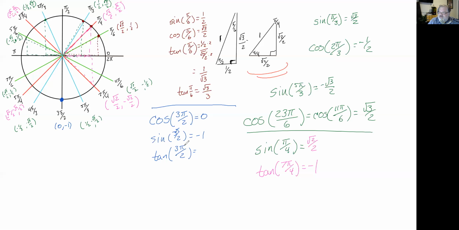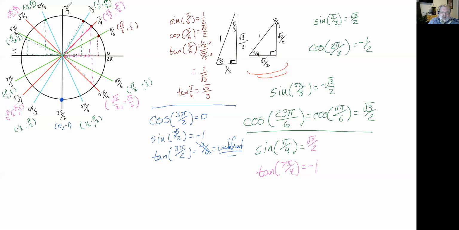Can't divide by 0 for some reason? Felix, you and I have had the divide by 0 conversation. I know you didn't like it, but wait till calculus. You'll be able to divide by 0 a little bit in calculus. But yeah, if we tried to set this up, we'd have the -1 divided by 0, which we know is undefined. So the tangent at 3 pi over 2, there is no tangent value. It is undefined at 3 pi over 2.